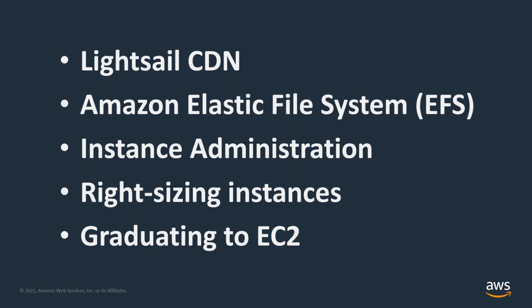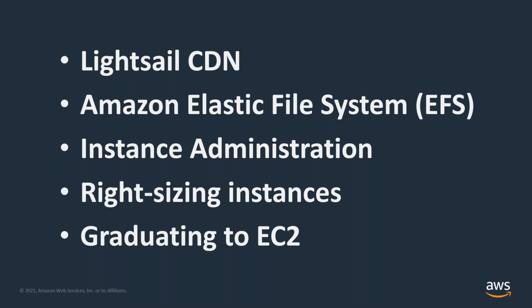I didn't mention the use of Elastic File System. So in terms of a shared file system for WordPress, I chose to go the route of S3 and a plugin, but you have other options available on AWS. You could use Elastic File System and simply mount an NFS file system on your WordPress instances and accomplish the same thing. The third item, I briefly mentioned this, instance administration.